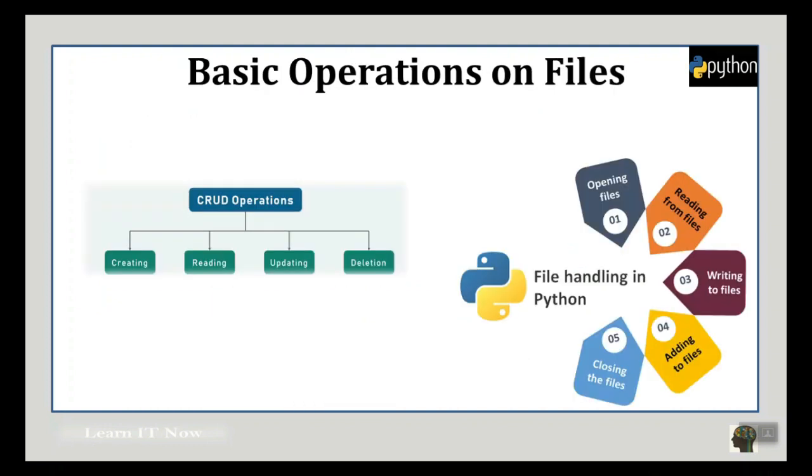Basic operations that take place on files are the CRUD operations: creating, reading, updating, and deletion. Now, for creation, we will require some different function. For reading, we will require a different one, and for updation and deletion as well, we will have different functions. So in creation, there are two kinds: one newly created file and the other when we need to update the file. So we need to keep in mind that whenever we are opening a file, in which mode we are opening it.